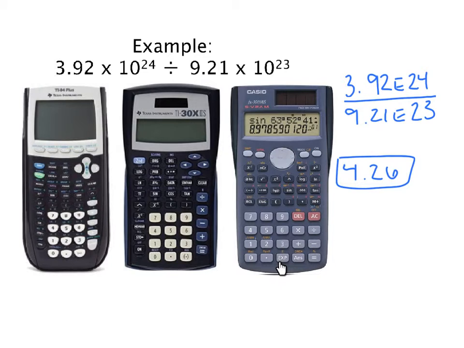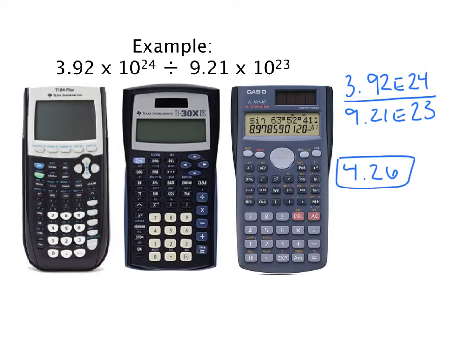You will just hit EXP. Once you hit EXP, the calculator will ask you for the exponent, and that's when you'll punch in 24 divided by 9.21 EXP 23, and then equals. If you do that correctly, you should get the answer of 4.26.